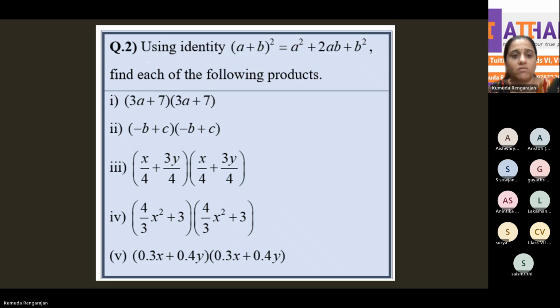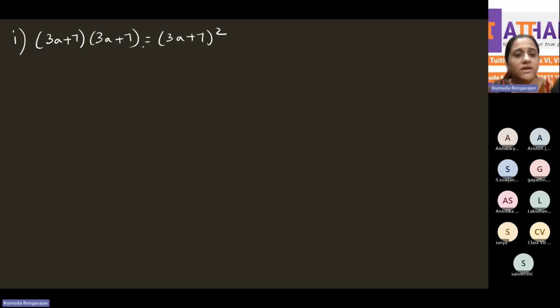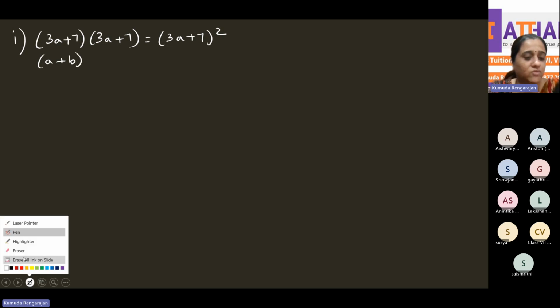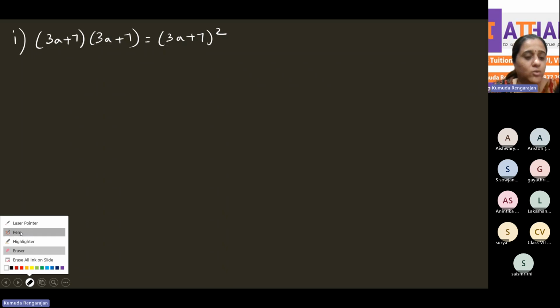So how do we find this product? 3a plus 7 into 3a plus 7. So this can be written as 3a plus 7 the whole square. And it looks like a plus b the whole square, or you can use x plus y the whole square, because it's already a in the question, right?